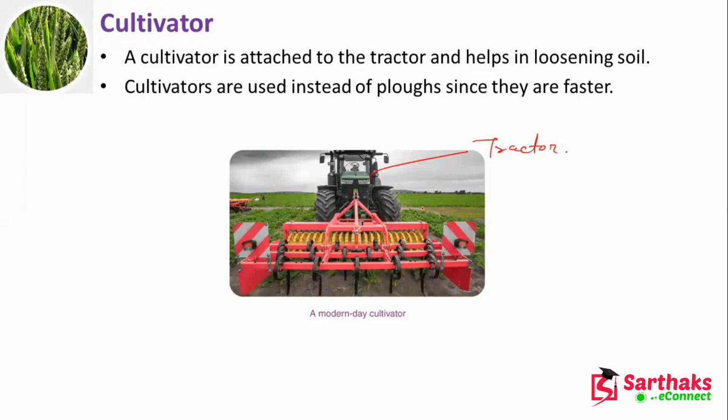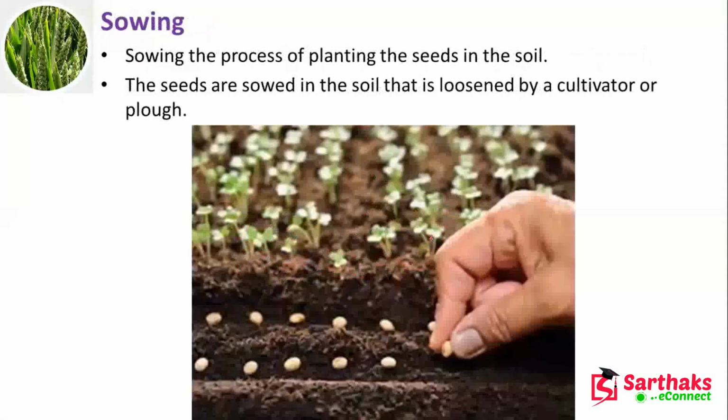Cultivators are used instead of plows since they are faster. You can see here there are so many notches, and this modern day cultivator we can use to plow a big field, some hundreds of acres of field, in a very short time.